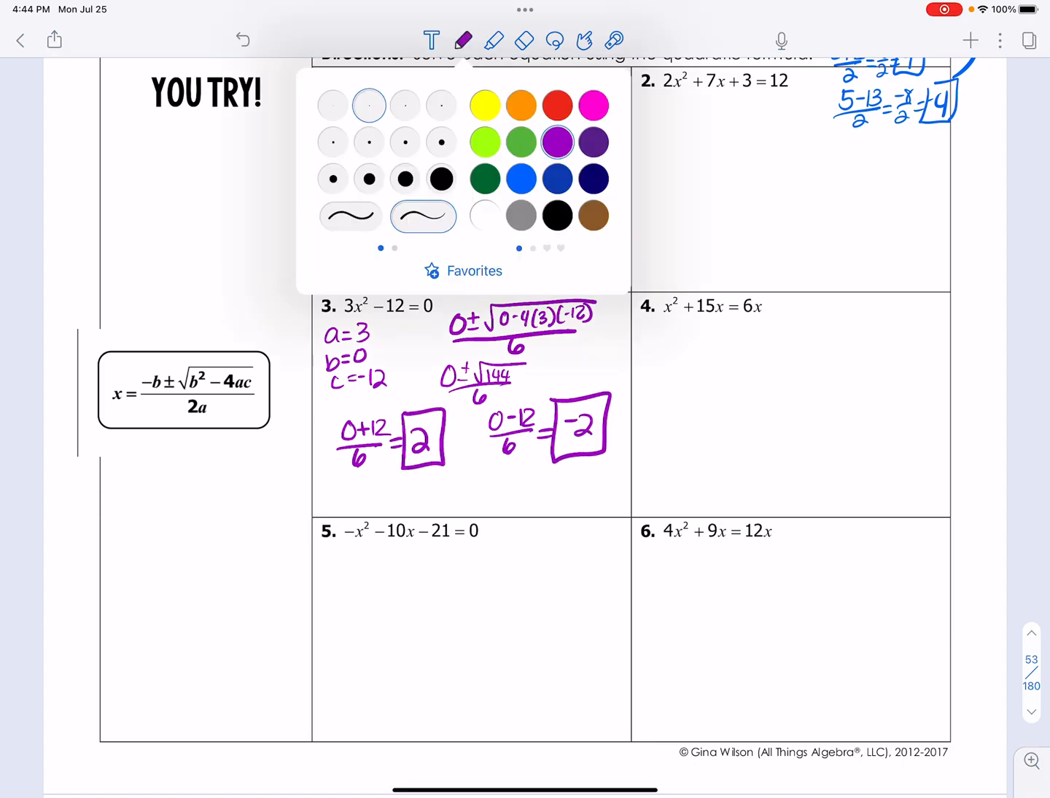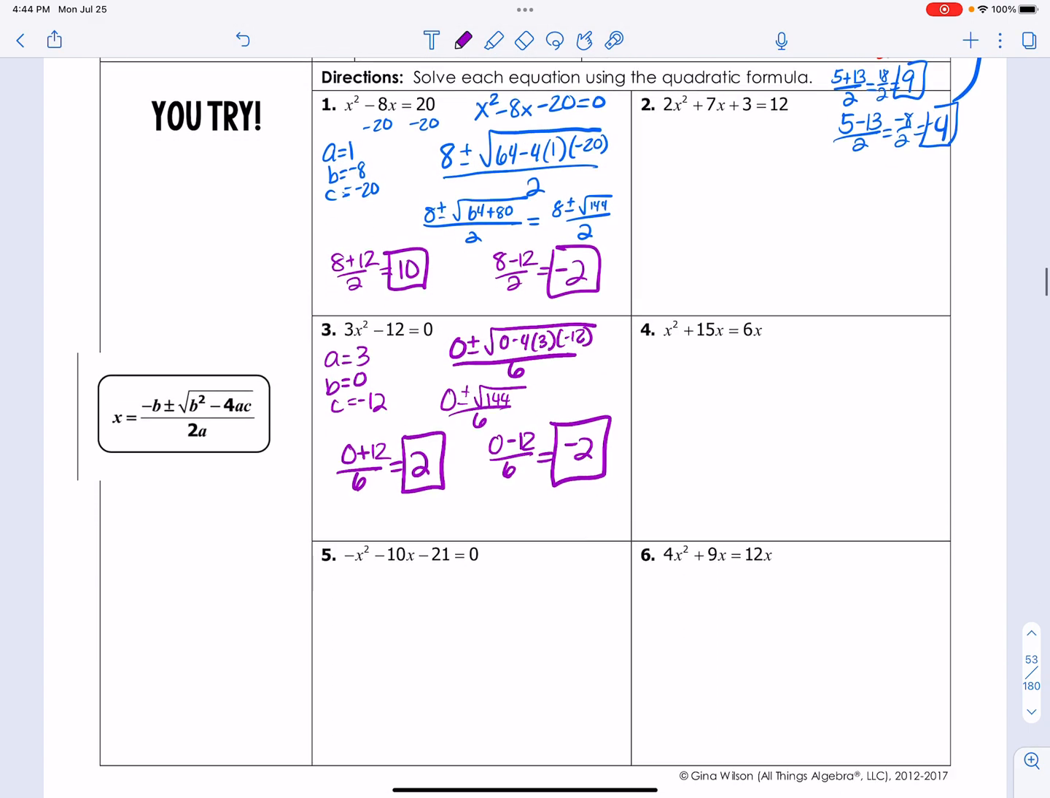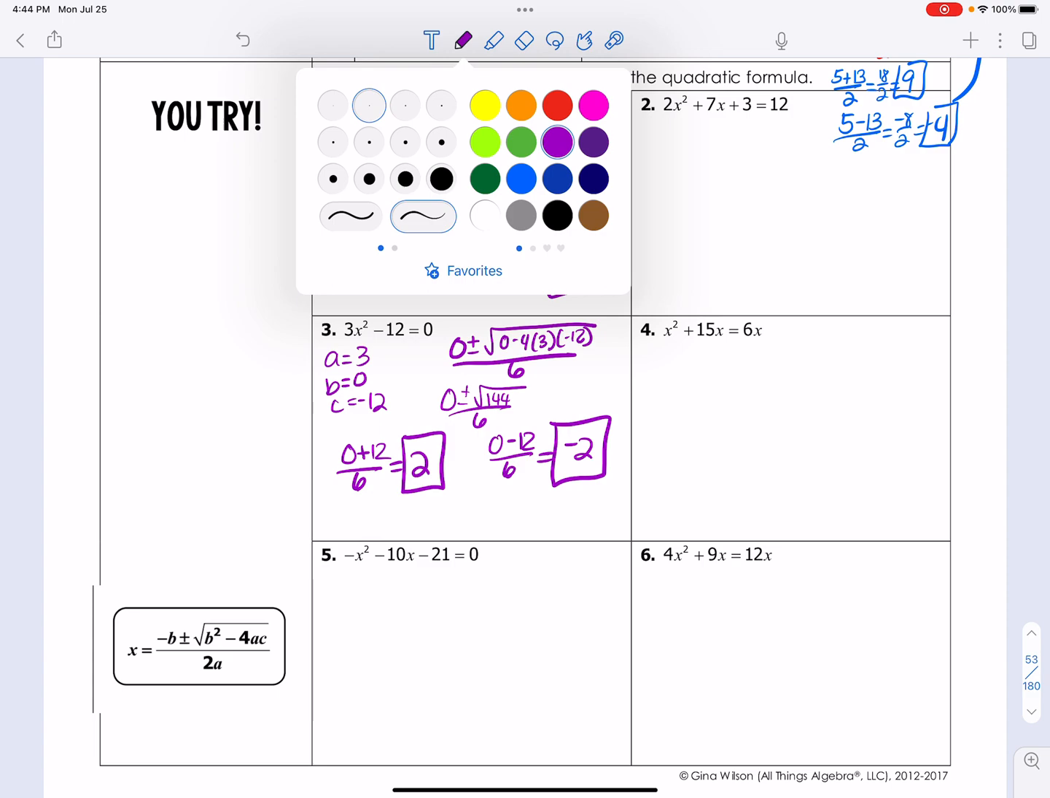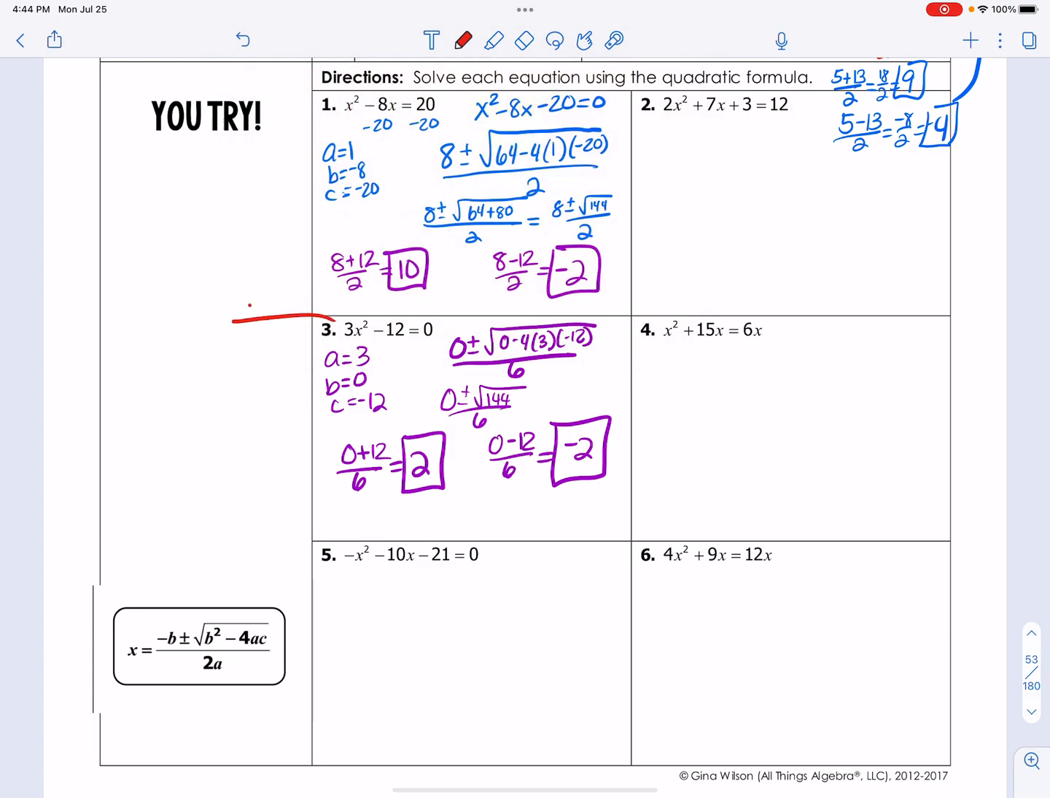Okay, now if I would have done it the factoring way that we learned, right, wouldn't I take a 3 out and I get x squared minus 4? And so then that would be x minus 2, x plus 2. So one of my answers is 2, one of my answers is a negative 2, which is what I got for answers, 2 and negative 2. So it's just another way of finding answers.